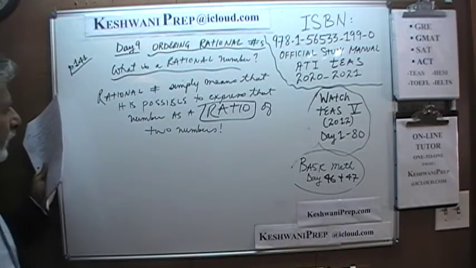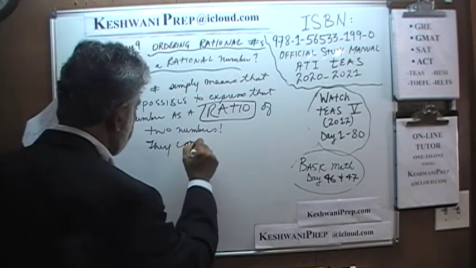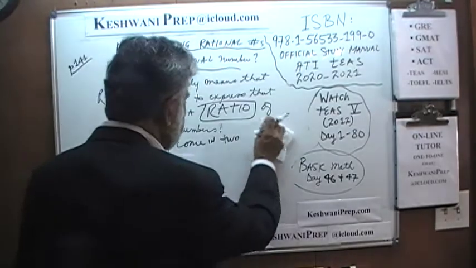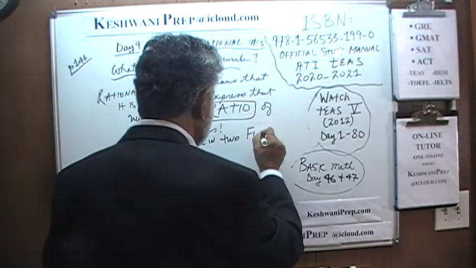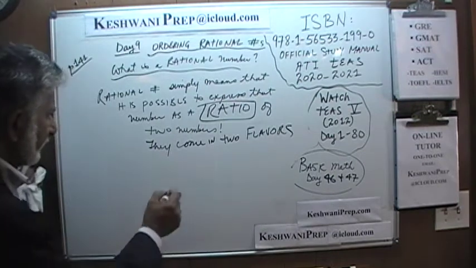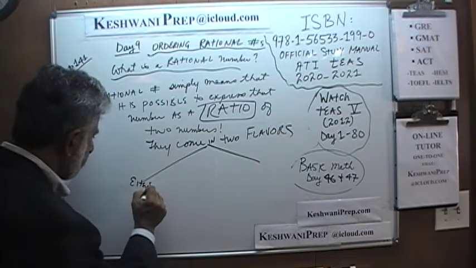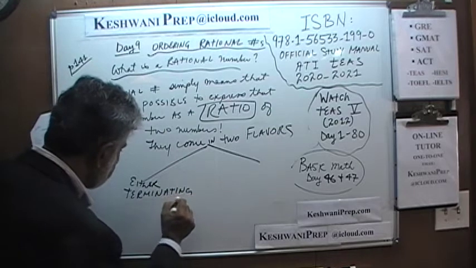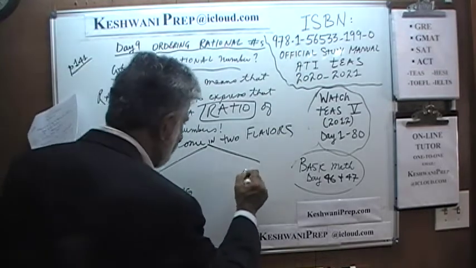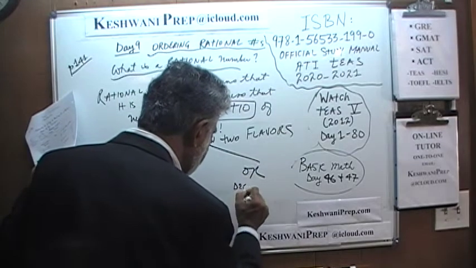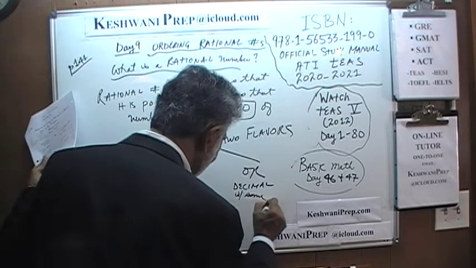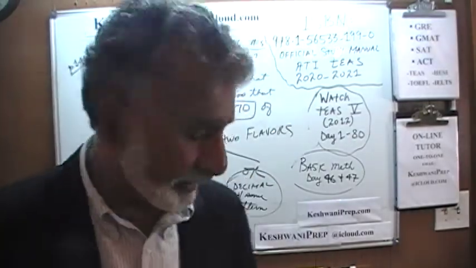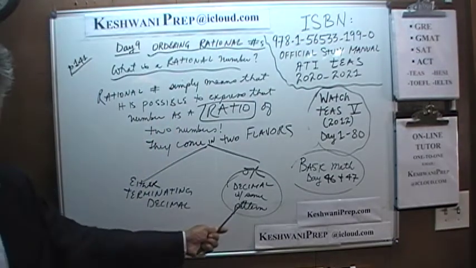Rational numbers come in two flavors. Either they're going to have a terminating decimal, or a decimal with some pattern, a pattern that repeats forever and ever and ever. It does not end, it is not terminating, but it does have a certain pattern to it.